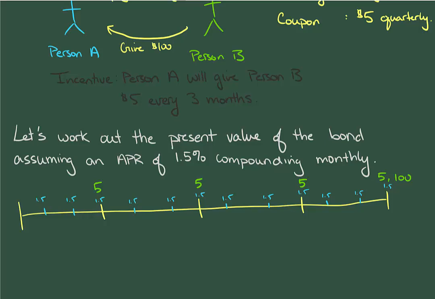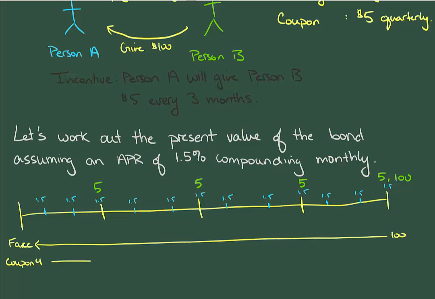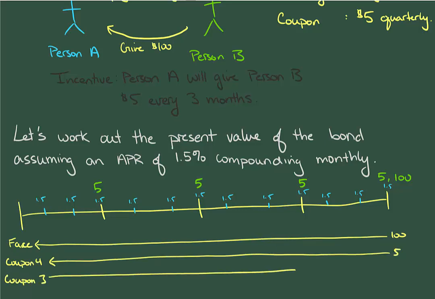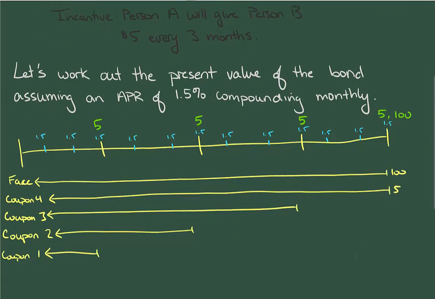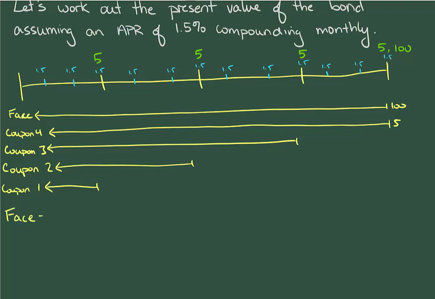Okay, so to illustrate what we have to compute, the face value needs to be brought all the way back to the present, and the last coupon also needs to be brought back by the entire 12 months. The other coupons are similar, but as they are paid at different times, their present values all have to be computed separately. The third coupon must be brought back 9 months, the second coupon by 6 months, and the first coupon by 3 months. Let's start working out these present values.